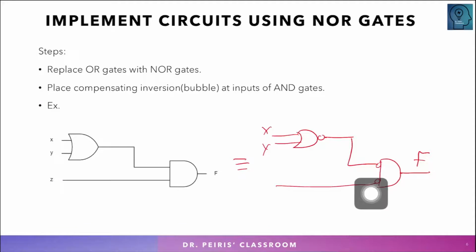To compensate that, we basically need to invert the input variable. So the C must be C prime. That is very important, otherwise we are doing some alterations to the original circuit. So once you place a bubble, you must go and see if the other side has a bubble also.